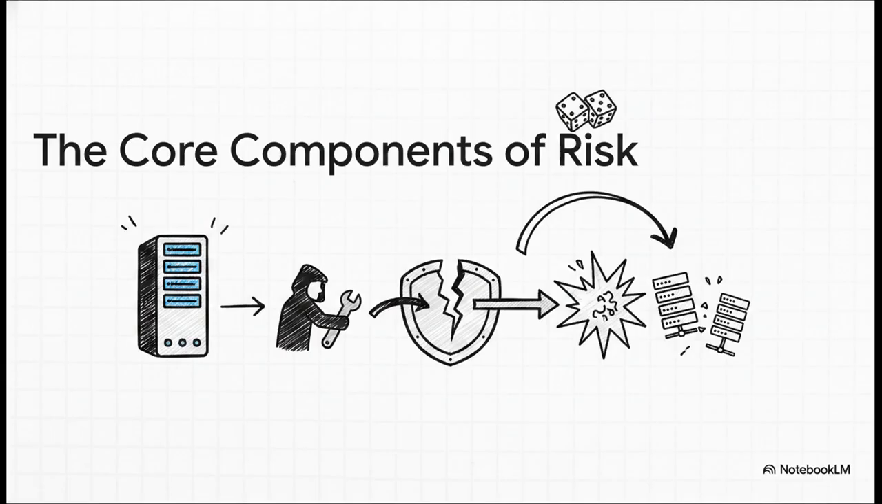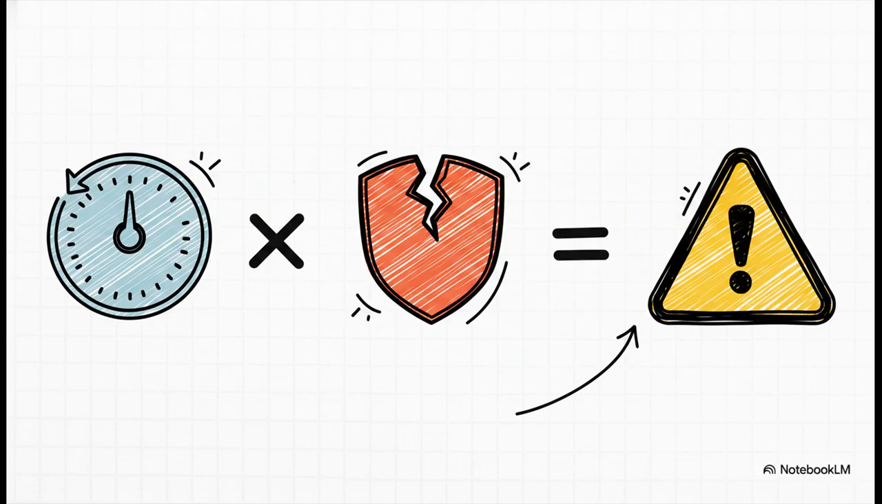And if that happens, boom, you've got the impact, which is all the damage, and the likelihood, which is just the chance of it all happening in the first place. And this all boils down to a really simple but powerful formula. At the end of the day, risk is just how likely something is to happen multiplied by how bad it'll be if it does. This little equation is pretty much the foundation of all risk analysis.